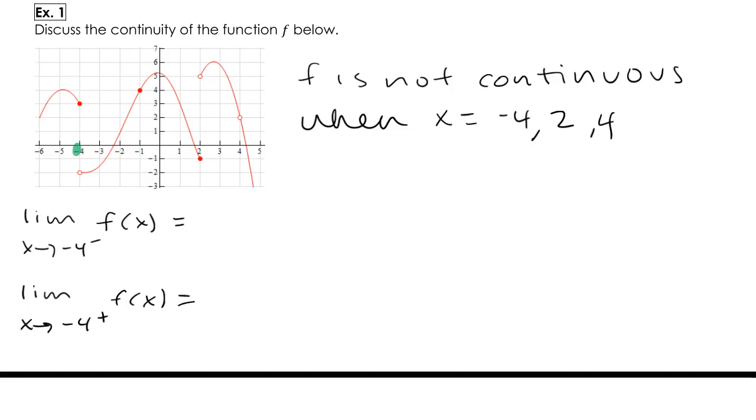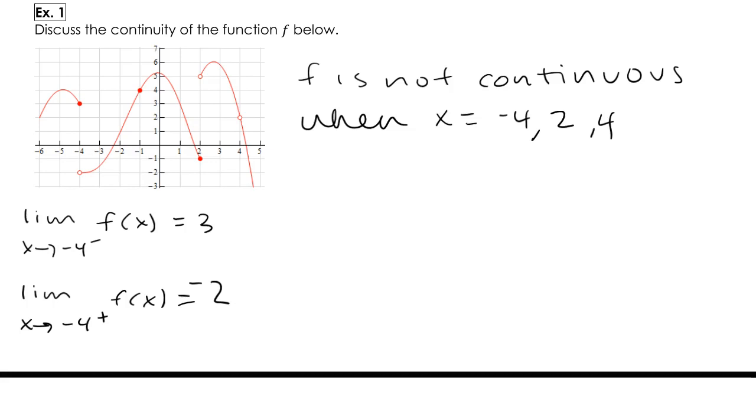Then we can dump some answers in. Here's -4 right here. As you drive in from the left, you end up at 3. Do you see the 3 right there? As you drive in from the right, you end up at -2. Now, there's a hole here. Remember, we didn't care, though. So the existence of the point didn't affect our limit answer. So from the left, we got 3. From the right, we got, looks like a -2. Now, are the left and the right-hand limits the same?